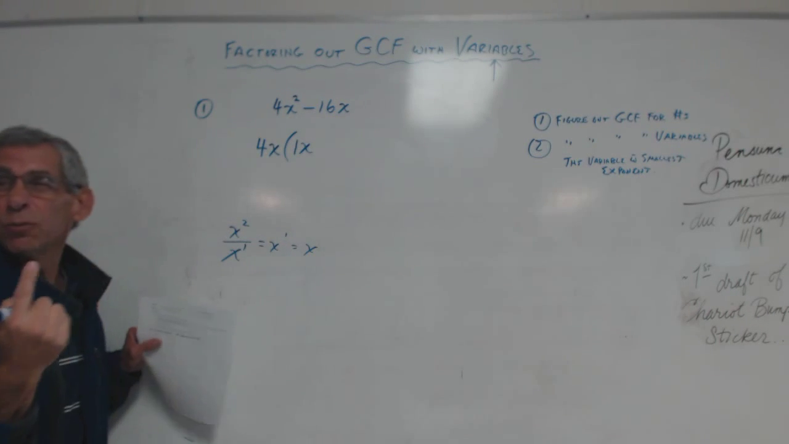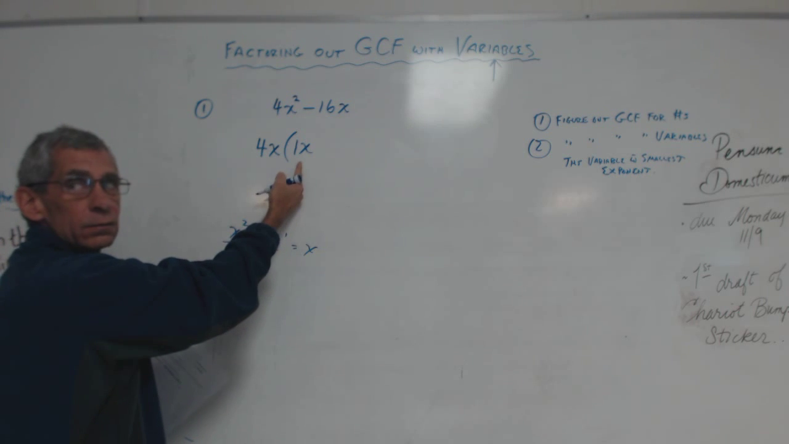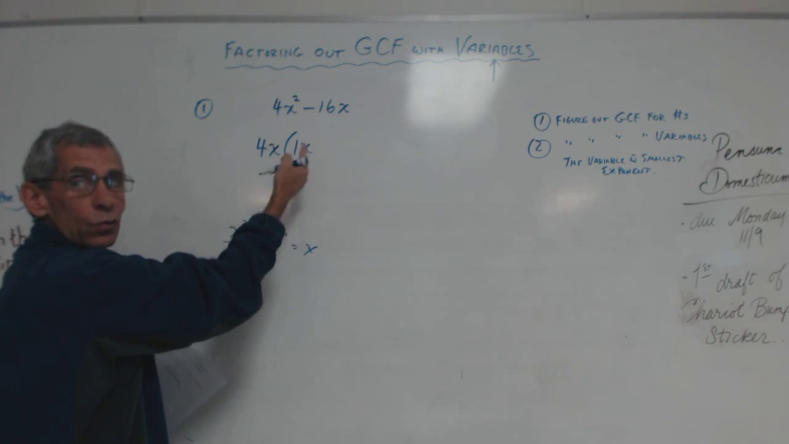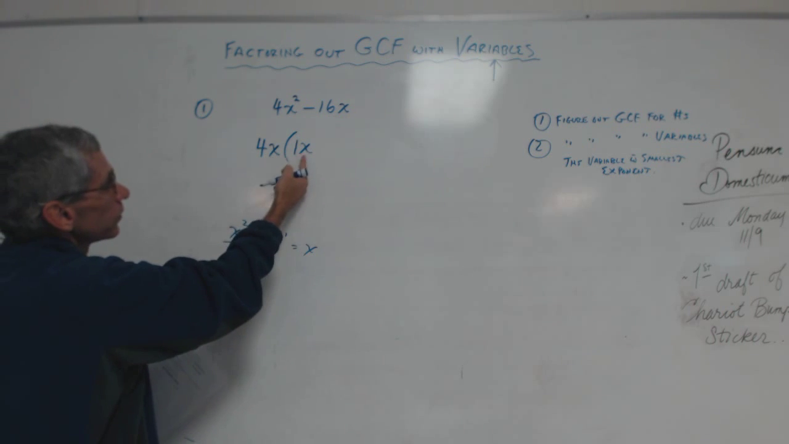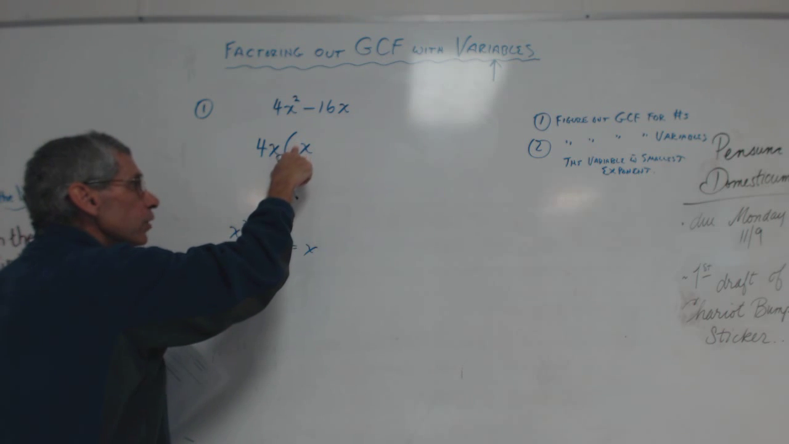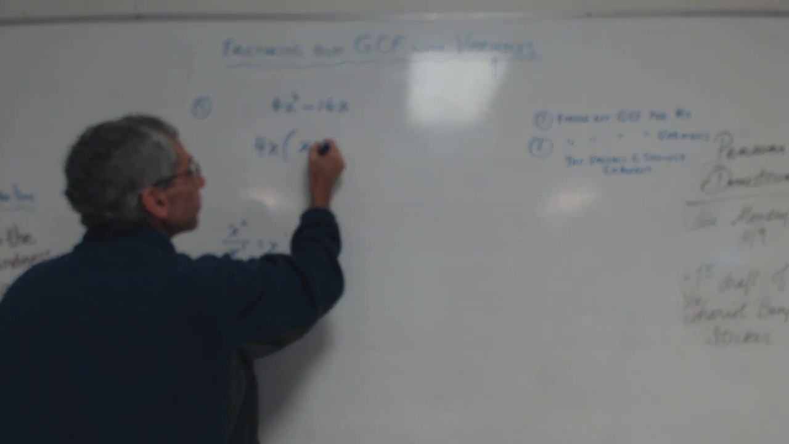And if I want to double check that I'm right, I just go like this. What's 4x times 1x? It's 4x squared. Because x times x is x squared. I don't like the 1 personally in front of my x, so I'm going to take it out, but it doesn't matter.